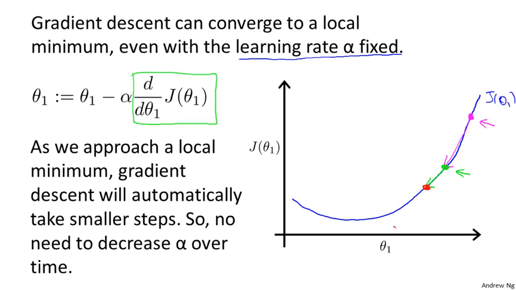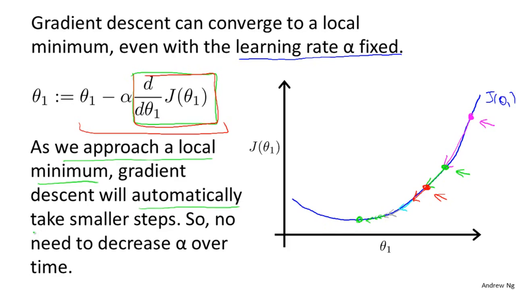Now I'm at a new point, the red point, and now even closer to the global minimum. So the derivative here will be even smaller than it was at the green point. So when I take another step of gradient descent, now my derivative term is even smaller, and so the magnitude of the update to theta 1 is even smaller. So take a small step like so. And as gradient descent runs, you will automatically take smaller and smaller steps until eventually you're taking very small steps, and you finally converge to the local minimum.